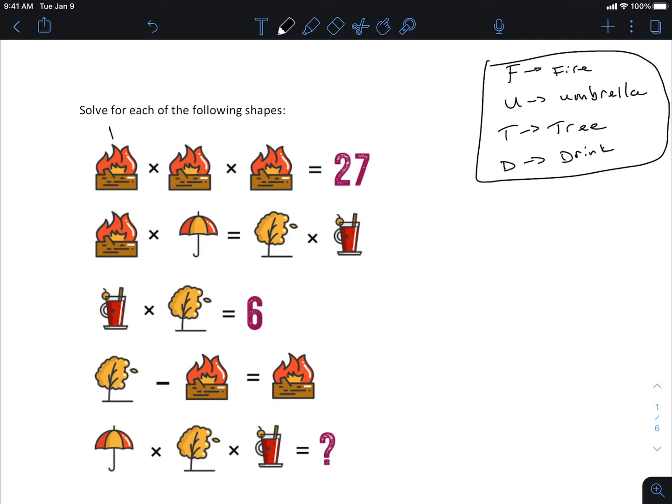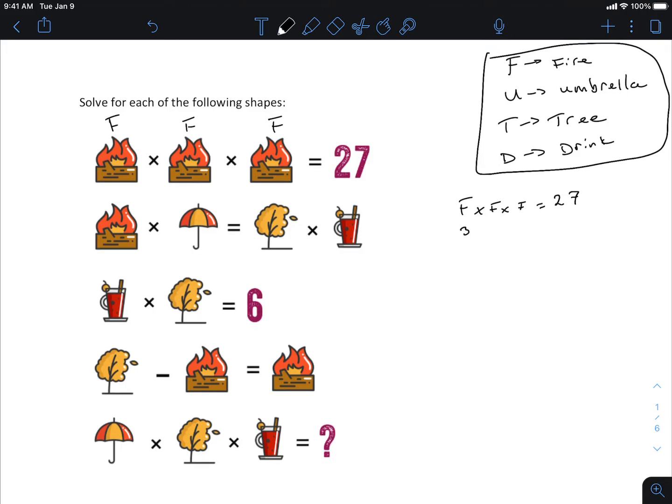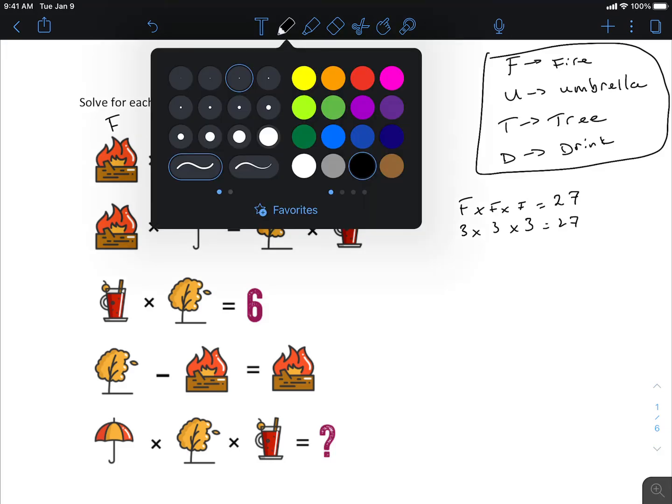And then on top of these, I'm going to go, okay, well, F times F times F has to equal 27. So you basically have a little equation here. What must F be here, right, is the question. Well, this is kind of like you're solving by induction. 3 times 3 would be 9, and then if I took 9 and multiplied by 3 again, I would get 27.